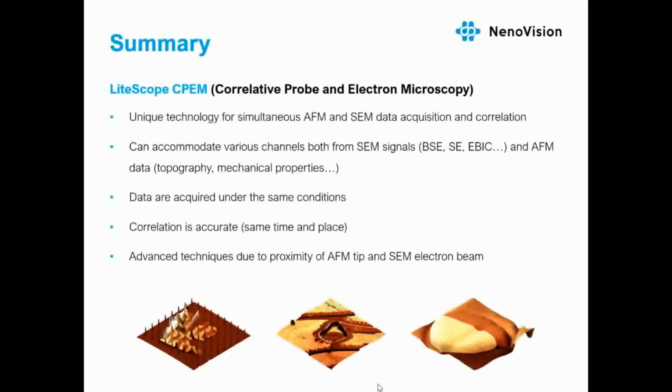And as we've seen in the presentation, even though correlation of AFM topography and SEM material contrast is going to be probably the most used feature, CPEM can accommodate various channels both from the SEM and AFM. So far, CPEM supports correlation of SEM's SE, BSE, and electron beam-induced current signals together with AFM's topography, mechanical, and electrical properties. NenoVision is working hard to be able to incorporate other datasets both from the SEM and AFM systems. Those should include, for instance, data from EDX and EBSD detectors or magnetic force microscopy.